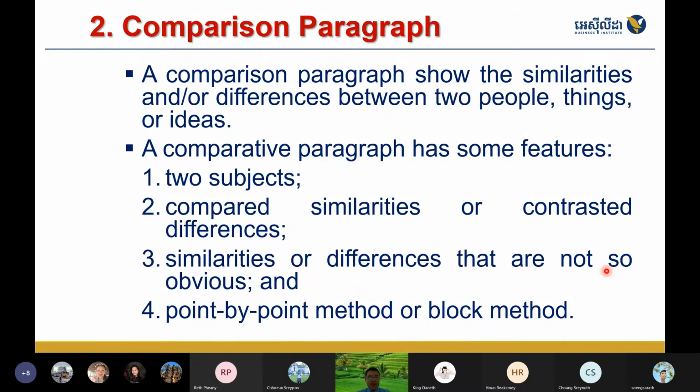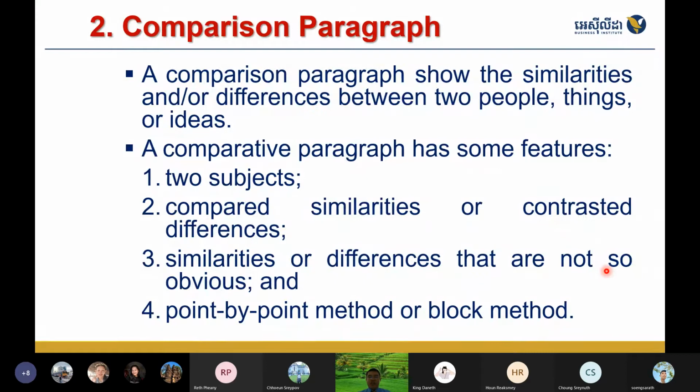Point by point method means that if you want to compare, for example, Ratsmai and Sarat, you have to describe the first paragraph on Ratsmai. What does Ratsmai have? So we write in one paragraph. And in the second paragraph, you write only about Sarat. So both of them, what are similar and what are different. So this is called point by point method.